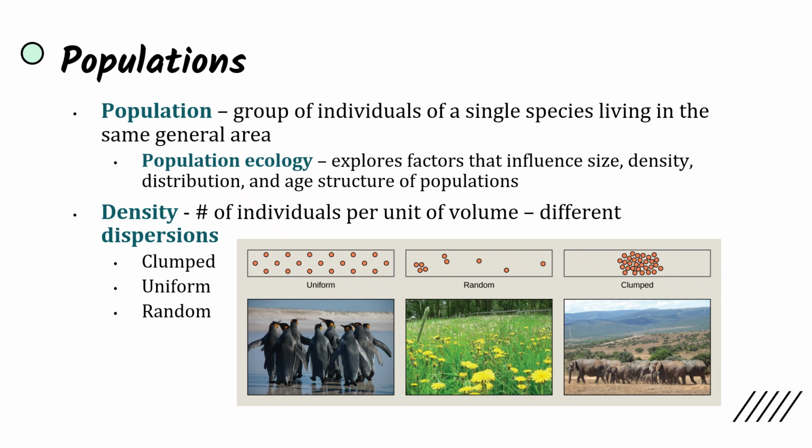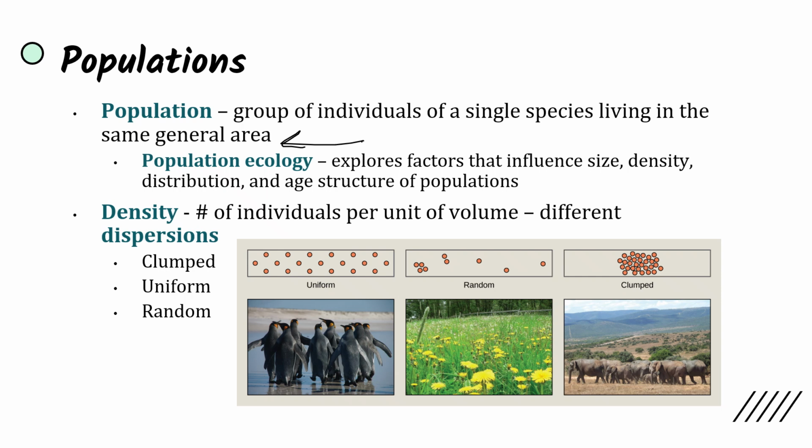So, a population is a group of individuals of a single species living in the same general area, and this means they will be interbreeding with each other. And population ecology explores factors that influence the size, density, distribution, and age structure of these populations, and we'll be looking at that here. And the density is the number of individuals per unit of volume. So in a certain space, how many individuals are there?